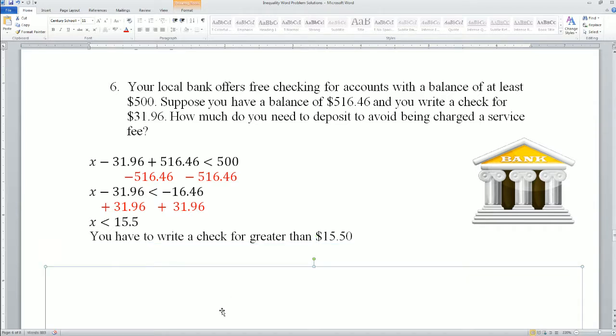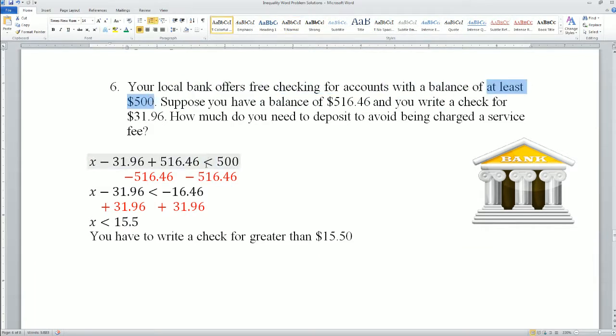Suppose you have a balance of $516.46. So you cannot go below 500. That is the reason why it's right here, right? At least $500. Suppose you have a balance of $516.46, and you write a check for $31. How much do you need to deposit to avoid being charged?